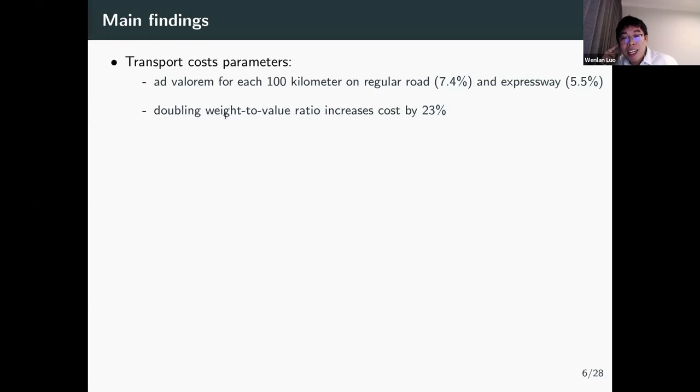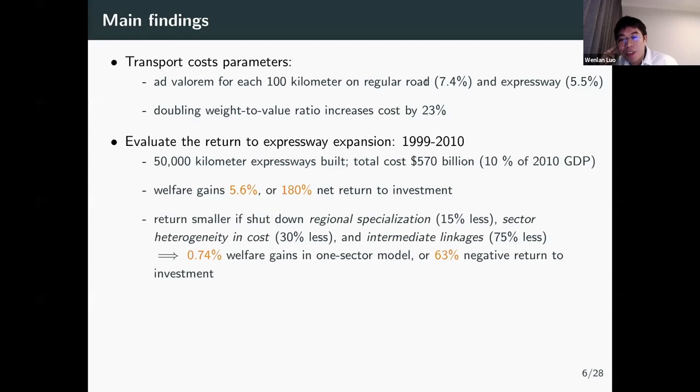This is related to the sector heterogeneity I mentioned. Basically, if the good is heavier, as you can imagine, the cost would be higher. We do find some difference in cost by levels, but not on the elasticity. That's also very interesting, even though we don't highlight it.